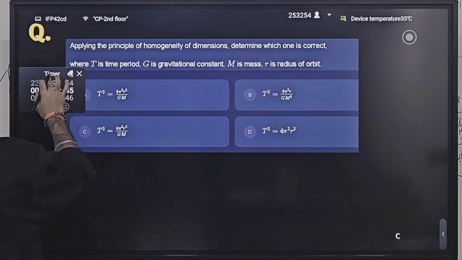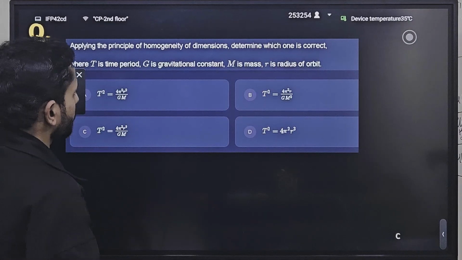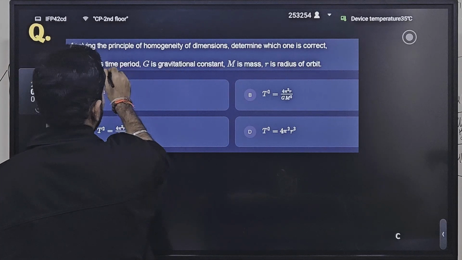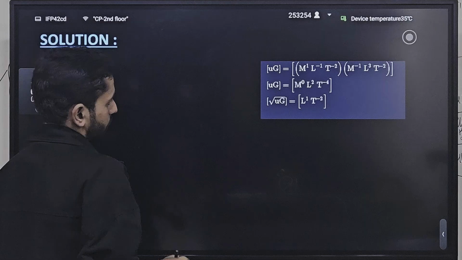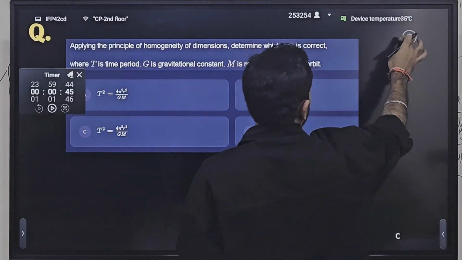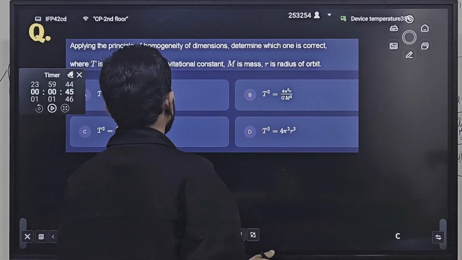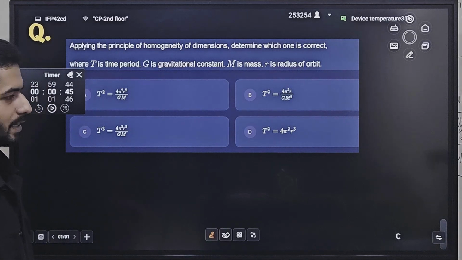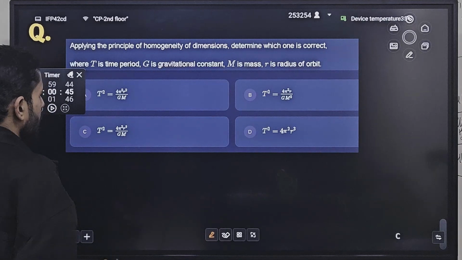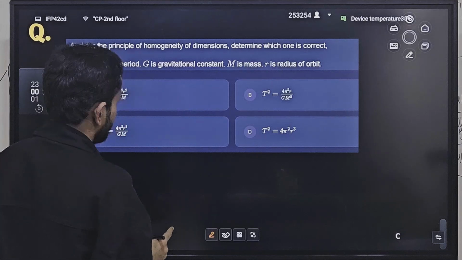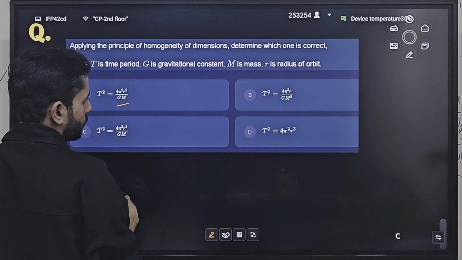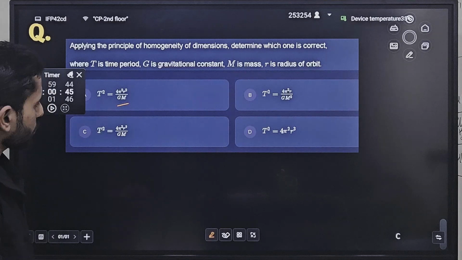Very good. Now let's see. Apply the principle of homogeneity of dimensions. Determine which one is correct. T is the time period, G is the gravitational constant, m is the mass and R is the radius. See the options. All these options have denominator Gm. Here on the left side, T square is very simple. It will become T square.